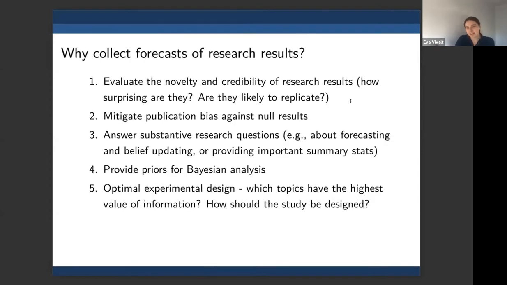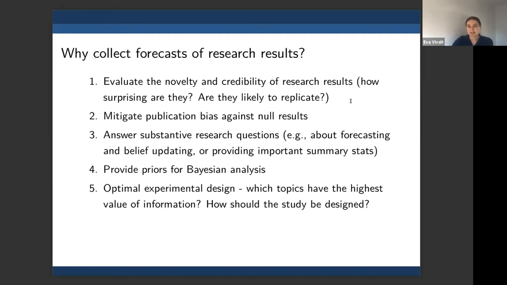So roughly speaking, I'm going to highlight these five general kinds of reasons. This is not an exhaustive list, but I would like to argue that collecting forecasts of research results can help in evaluating the novelty and credibility of research results, in helping in the long run to mitigate publication bias against null results, can help us answer substantive research questions, such as about belief updating, or provide prior observation analysis. And finally, they can even be useful in experimental design.